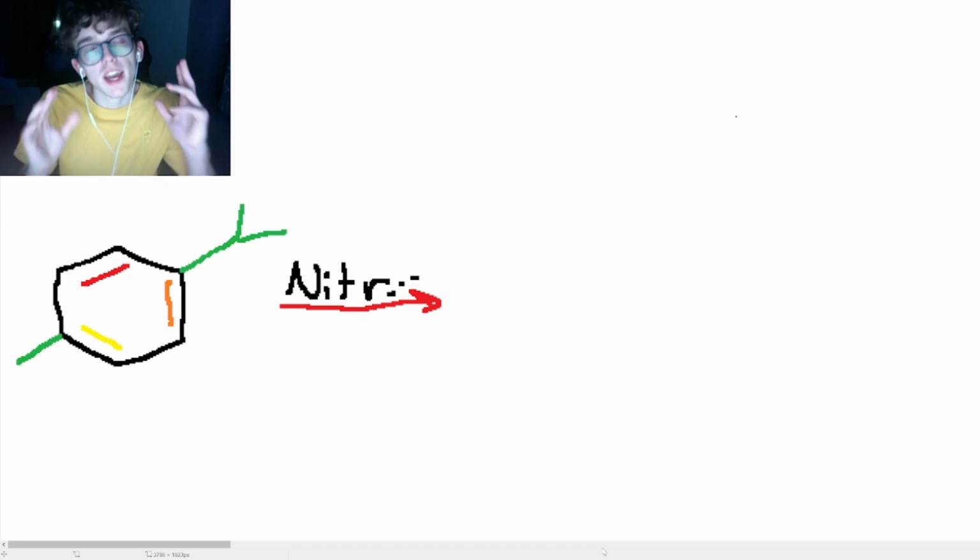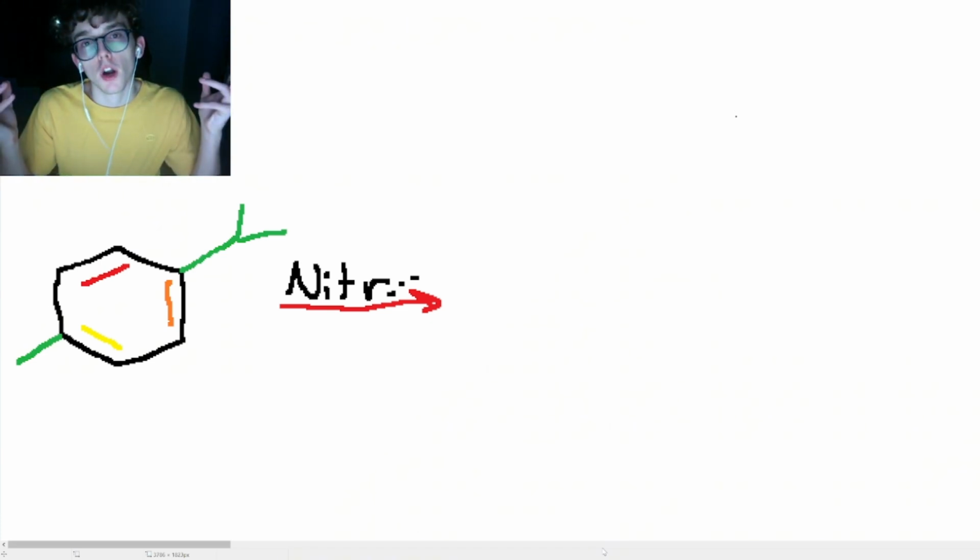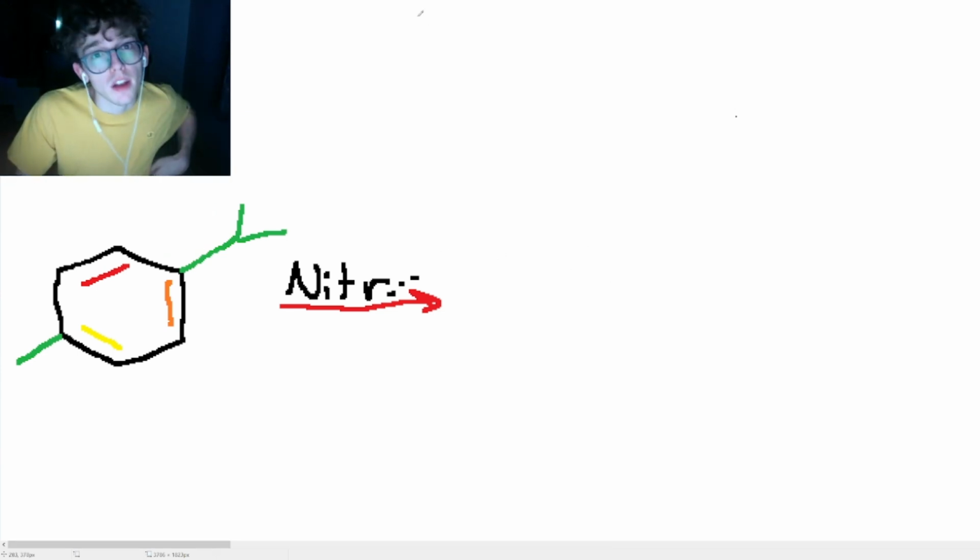Alrighty, so we looked at the power of our activating or deactivating groups as kind of that deciding factor of where it's going to go. I want to also look at another effect here that can occur when you have multiple substituents and you need to predict where something's going to go.